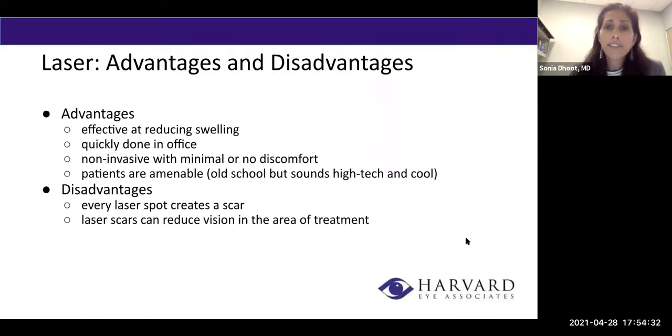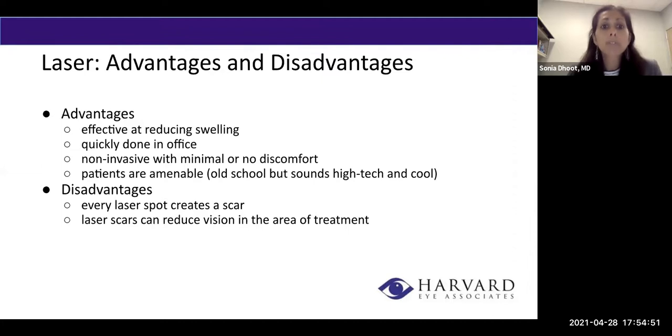So what are the advantages and disadvantages of the laser? Well, the advantage is it works. You basically seal off those blood vessels. It stops them from swelling. It's quick. It's done in the office. It's very comfortable. We put a numbing drop in the eye and we laser it.